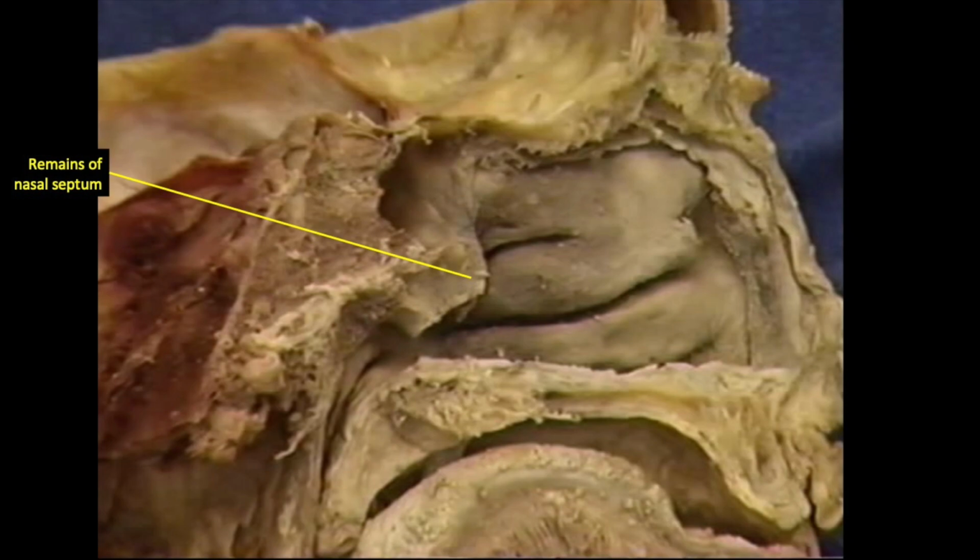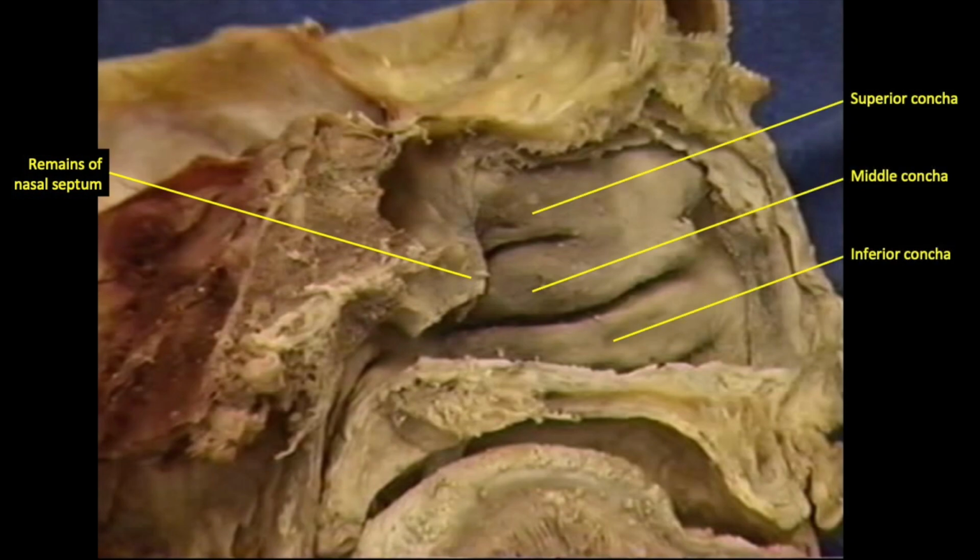Once the nasal septum is removed, the lateral wall of the contralateral nasal cavity becomes apparent. Thus, we're looking at the wall of the left nasal cavity. The three protruding structures seen here are the three nasal conchae. These bony structures are covered by mucous membrane and cilia and act to moisten and warm inhaled air.